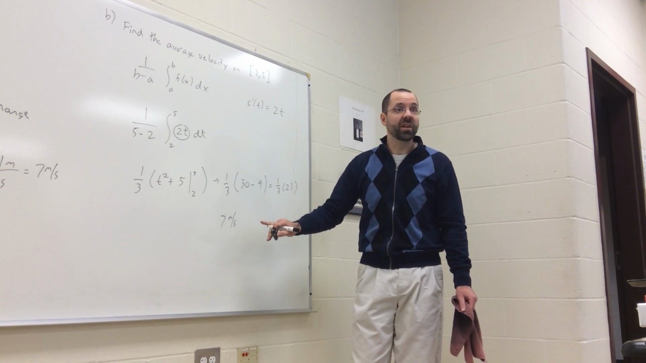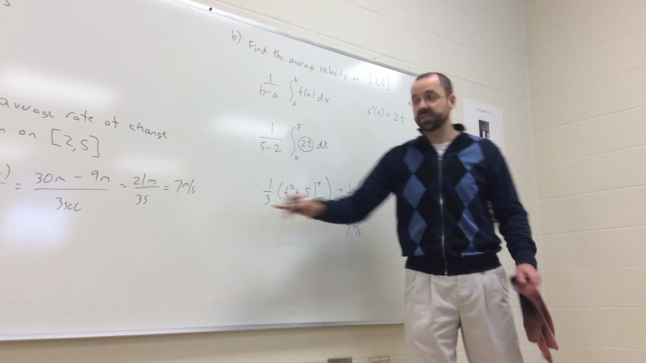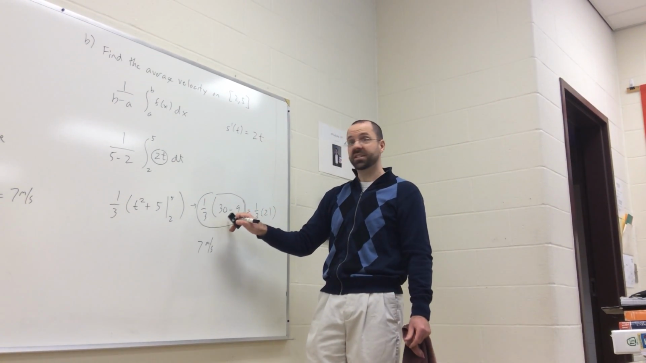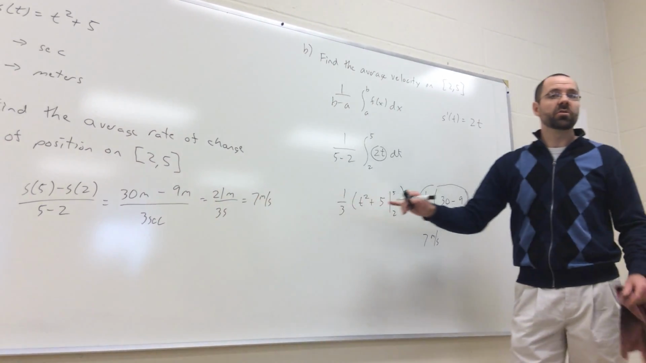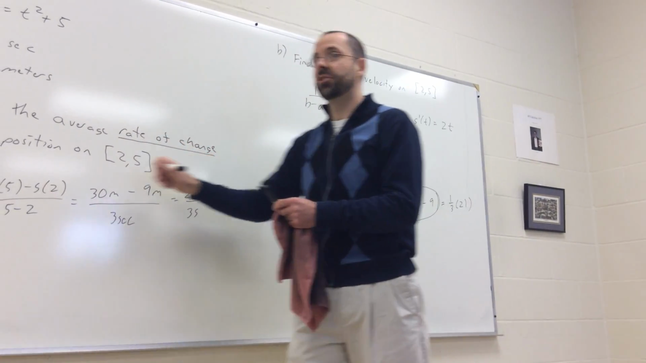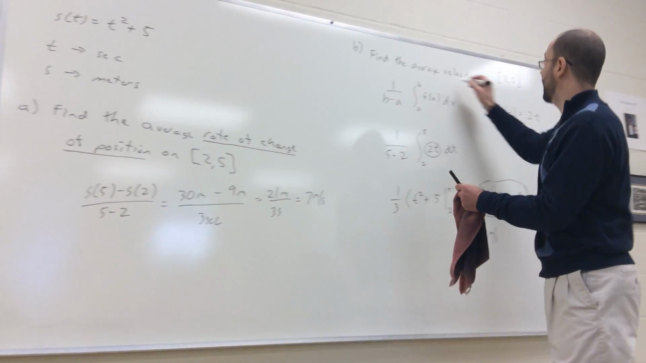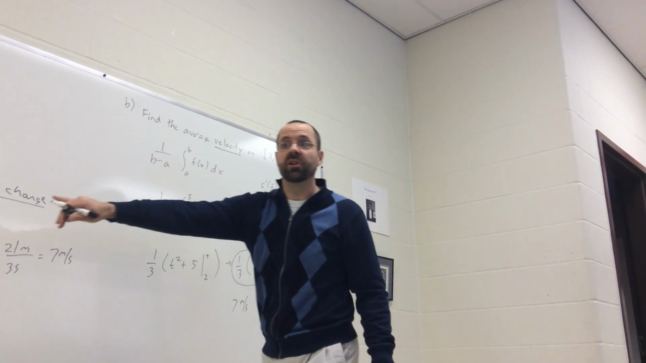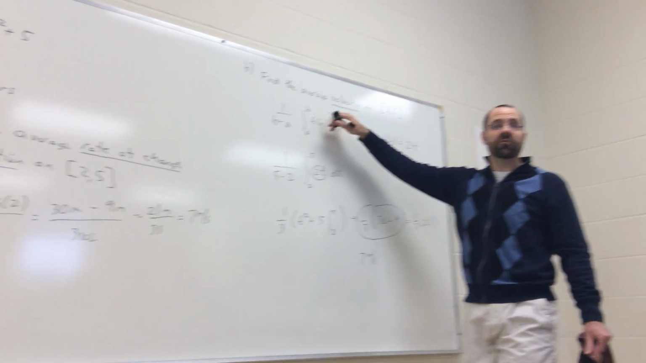Okay, now it is not a coincidence that this answer is the same as this answer. It's totally not a coincidence. It's even the same work right here, right? That's identical to that. So the reason it's not a coincidence is if you have the rate of change of the position, that's the same thing as the velocity. So if you're finding the average of the rate of change of the position, you're actually finding the average of the velocity.